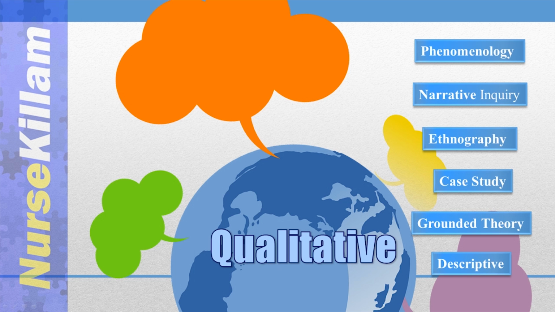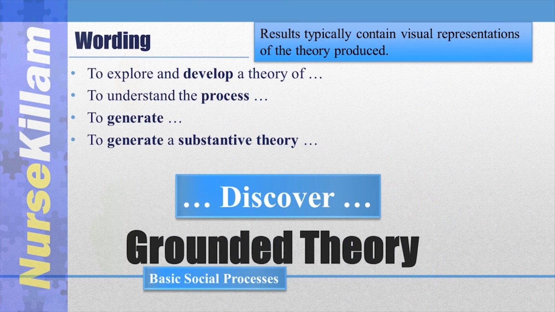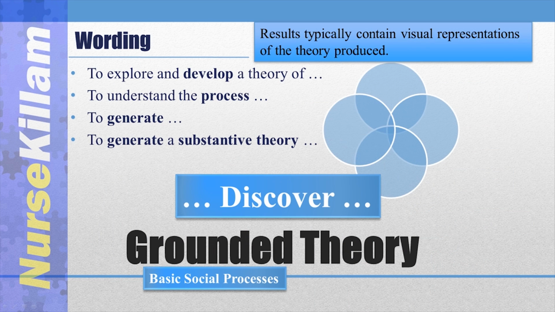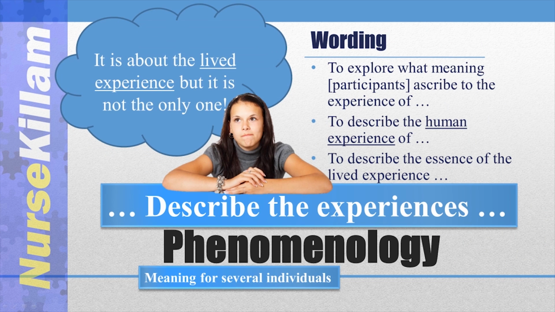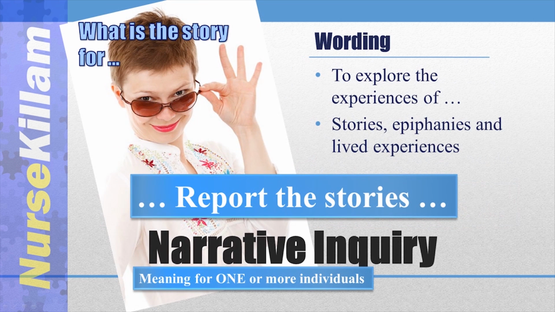Pay particular attention to wording that is congruent with the approach you are selecting. For example, the words process, theory, develop, and generate suggest that the most appropriate methodology is grounded theory. A purpose that focuses on the essence or meaning of an experience is best suited to phenomenology. Phenomenology describes the meaning and essence of experiences for groups of individuals with a shared experience. It is different from narrative inquiry, which focuses on stories, epiphanies, and lived experiences of one or more individuals.